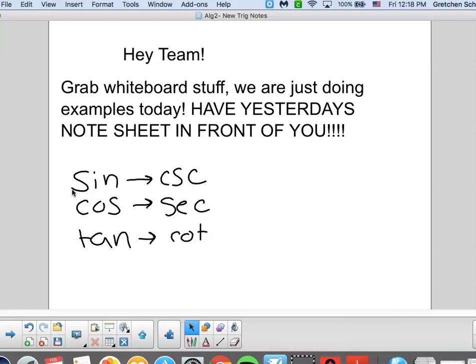What we're going to be doing is finding exact values of sine, cosine, and tangent, so this is all no calculator stuff today. So just follow along as best you can. I will explain the first couple, and then I'll give you guys time to try it, and then we'll go through them all together. So you guys just need a whiteboard marker.